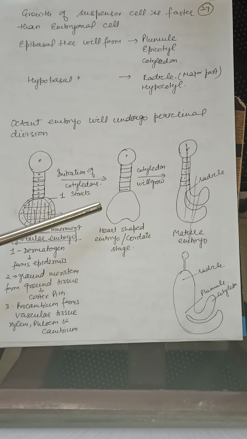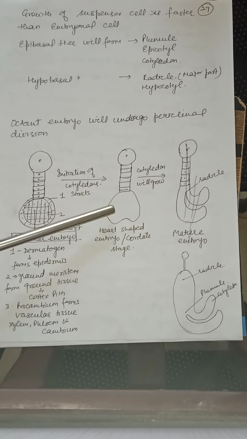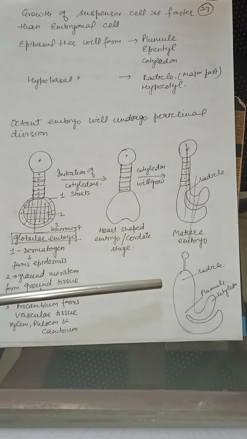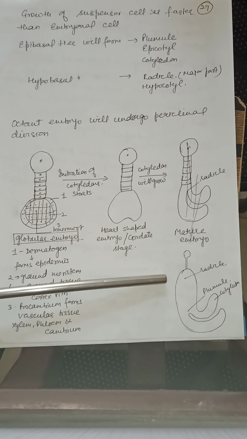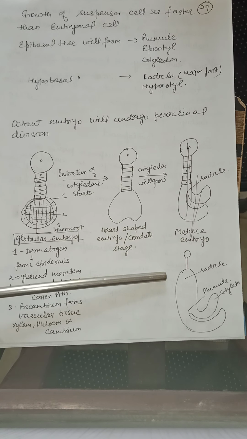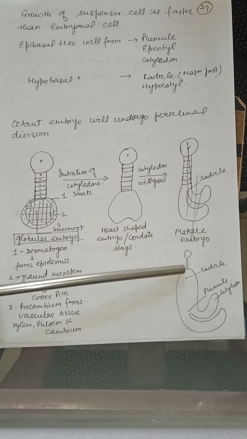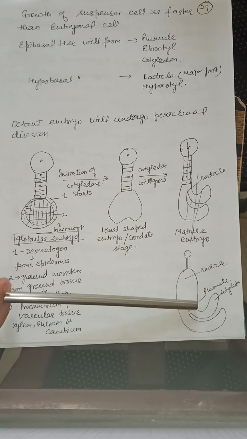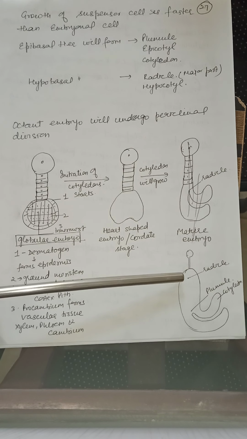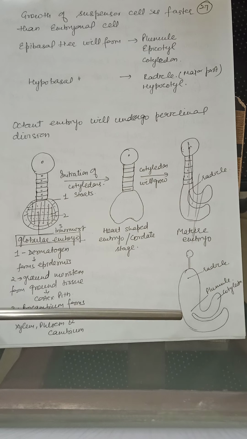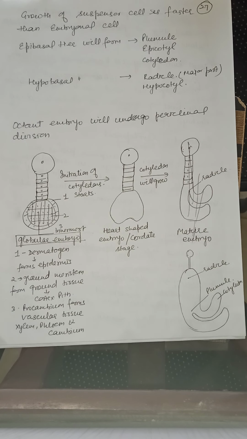Now, this heart-shaped embryo or cordate embryo will change into a mature embryo. Now, you can see the suspensor is small and the embryo is big in size. This dicot embryo has two cotyledons. It has plumule and radicle.